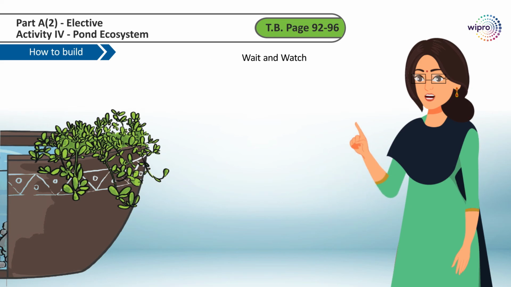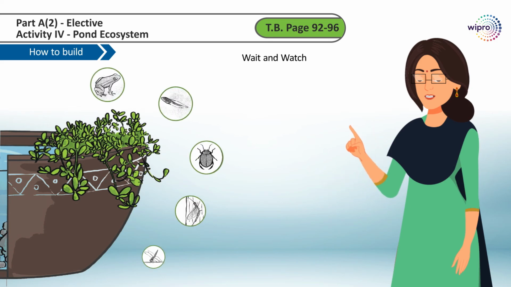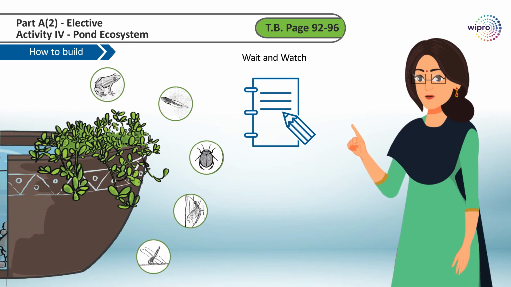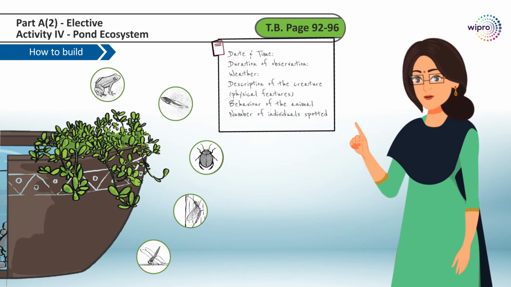Now it's time to wait and watch. The wildlife will come to your pond on its own. Keep a record of what you see and write about it as often as possible. Look for the eggs and larvae of insects and amphibians during your observation time. Note down the information like date, duration of observation, weather, and other details as mentioned in the booklet.